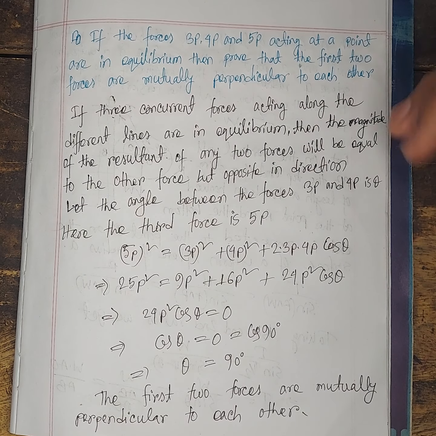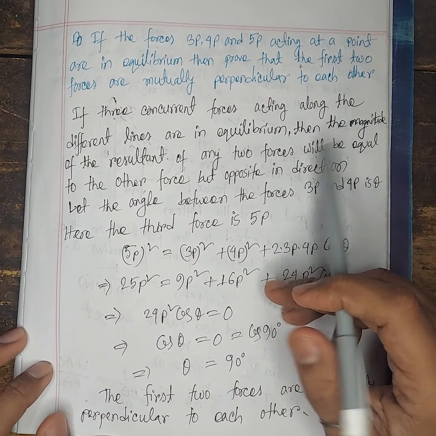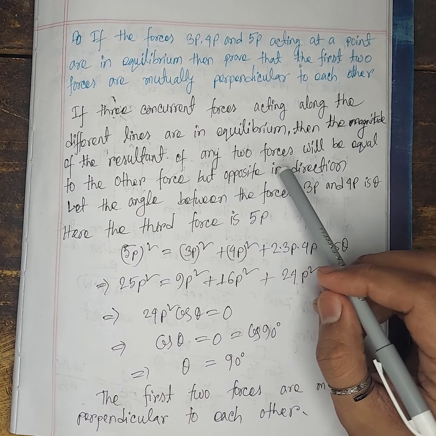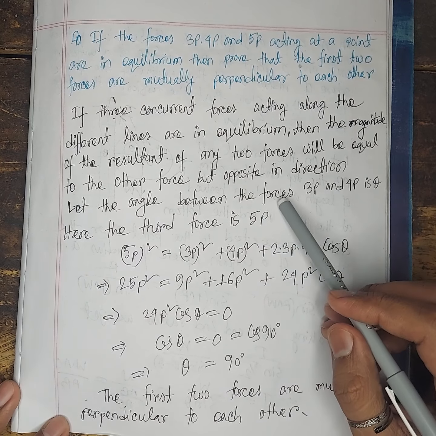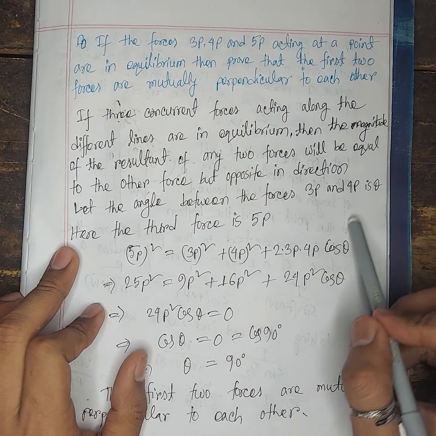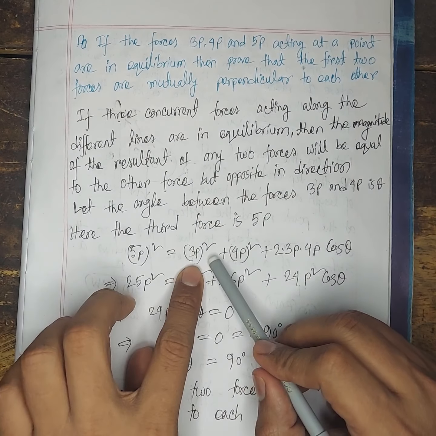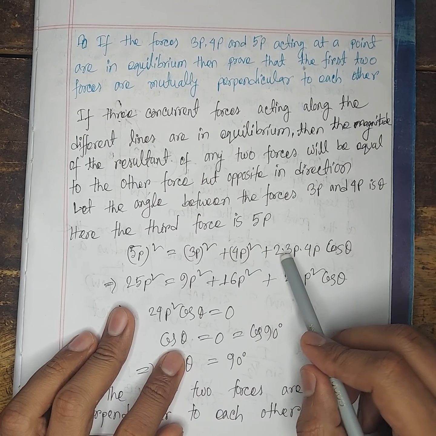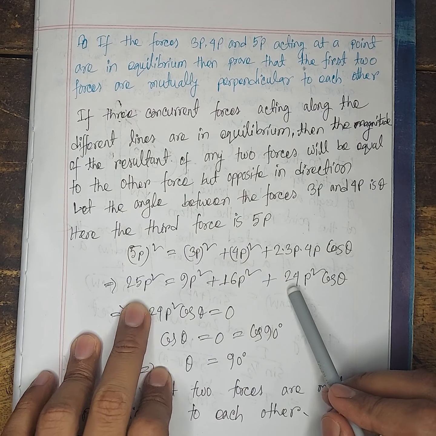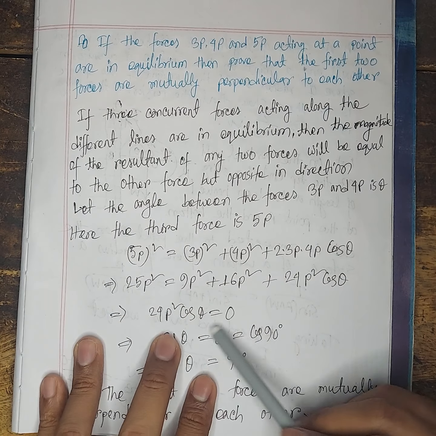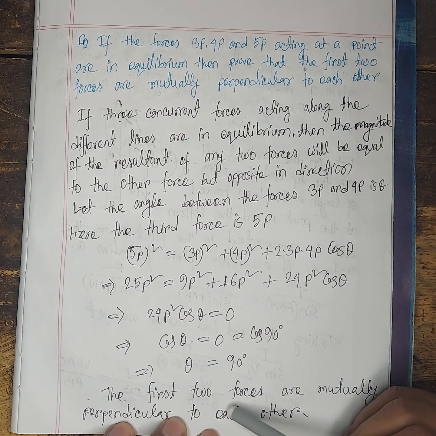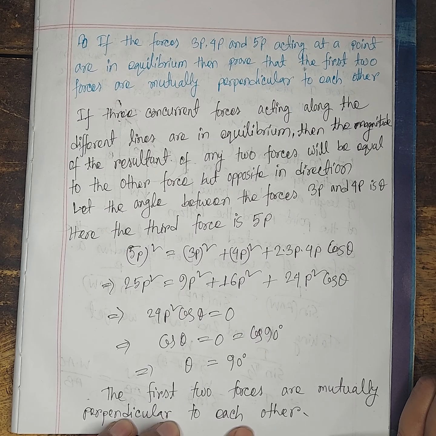Three concurrent forces acting along different lines are in equilibrium, so the magnitude of the resultant of any two forces will be equal to the other force but opposite in direction, and the angle between the forces 3P and 4P is theta. Third force is 5P, so 5P squared is equal to 3P squared plus 4P squared plus 2 times 3P times 4P cos theta. So here if we add these, we get 24P squared cos theta equals 0, and then theta is 90 degrees. That means the first two forces are mutually perpendicular to each other.